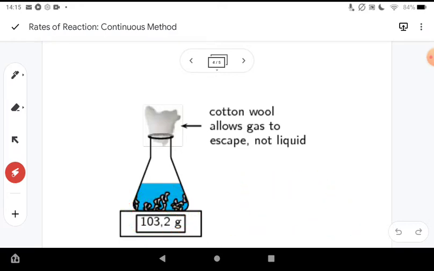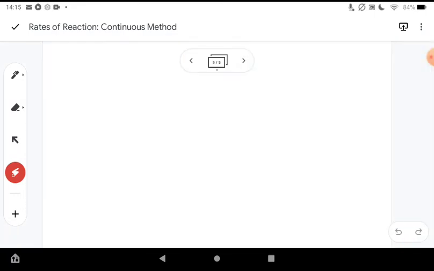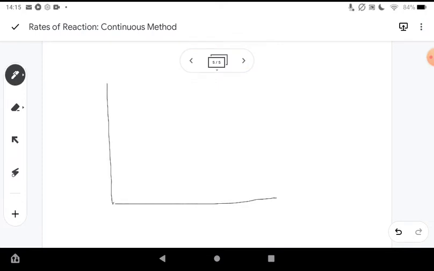Now what you'll get in that case is a curve that looks like this, which is the same concept, but we're going to have to manage it slightly differently to the previous one, because this is measuring loss of gas, not volume of gas produced. So once you've done this, you will get your axes, and on your x-axis you're going to have time, and on your y-axis, let's take the original method, you're going to have volume. What you'll get is a curve that looks like this.